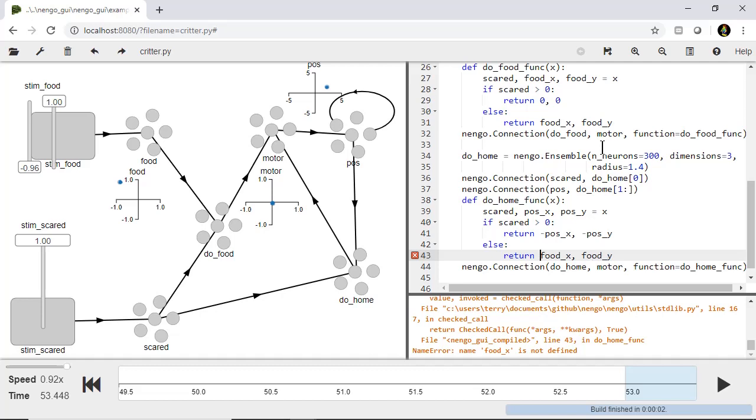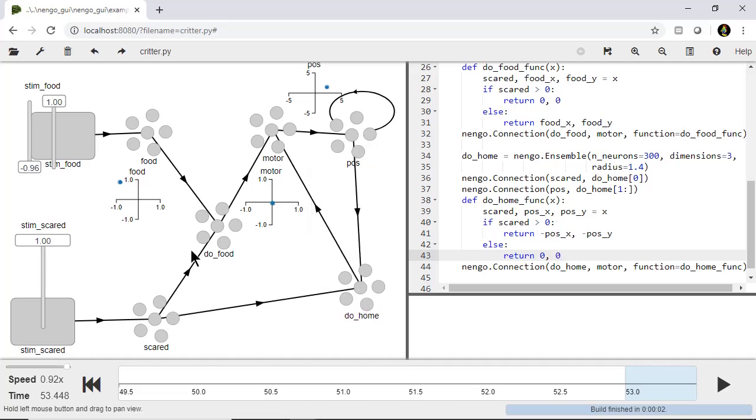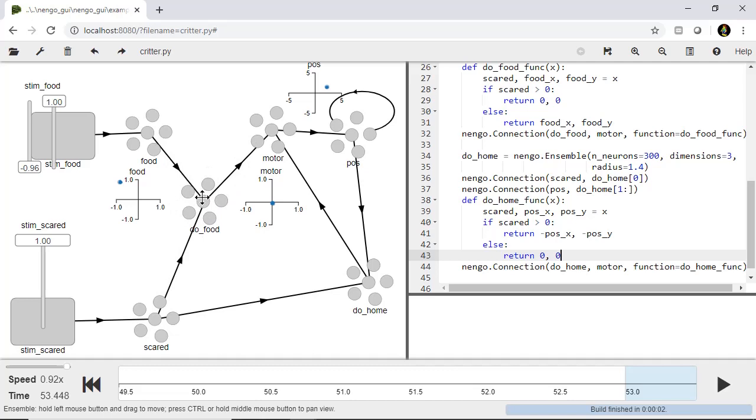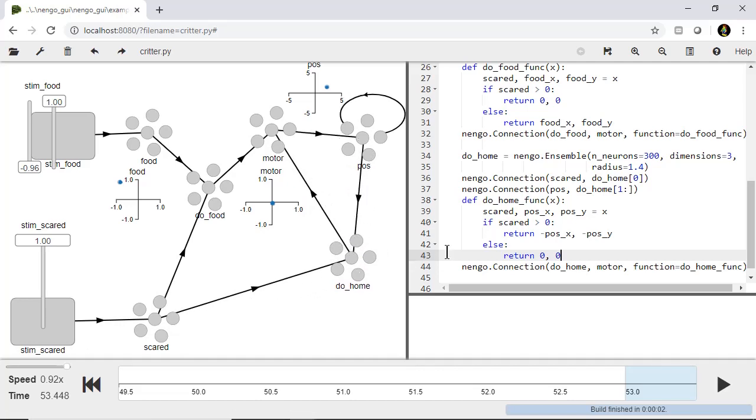And if I'm not scared, then this thing should do nothing. Okay. So if I am scared, this one will be doing something, and this one will be outputting 0. If I'm not scared, then this one will be doing something, and this one will be outputting 0. All right, is that going to work? Save it, find out.